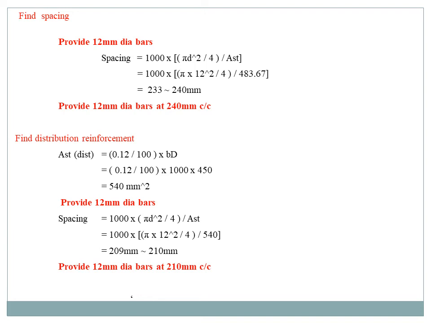Then again we need to find the spacing for the minimum distribution reinforcement. So provide 12 mm dia bars, then spacing is equal to 1000 into pi d square by 4. Apply d as 12 mm. Then for AST, apply the minimum AST value 540 mm square. We got the answer 209 mm. So rounding off, we take 210 mm. So provide 12 mm dia bars at 210 mm center to center distance.